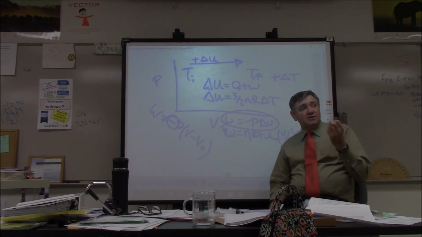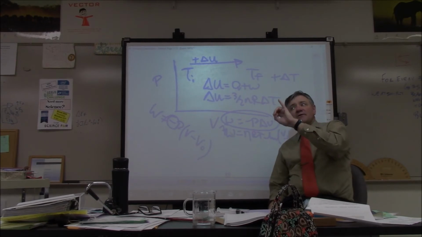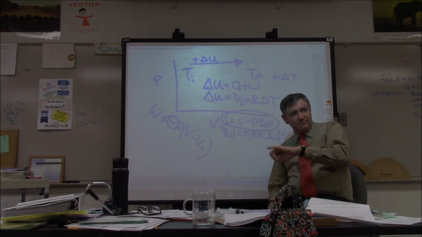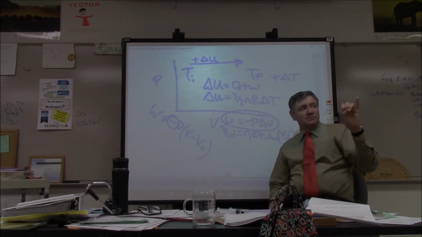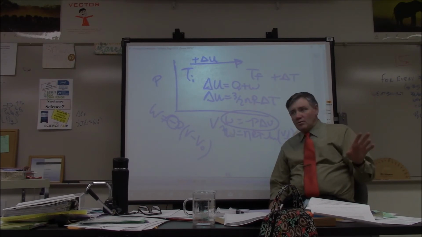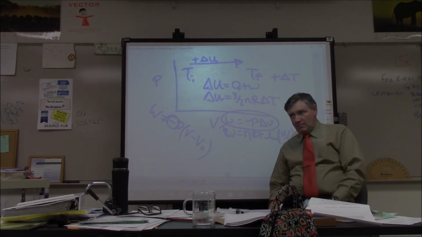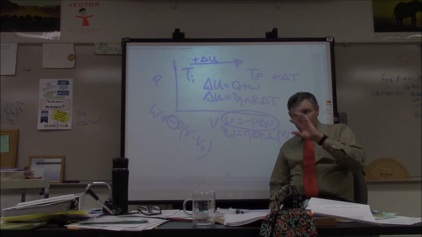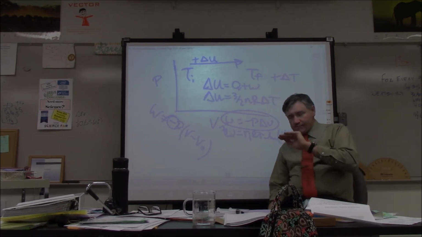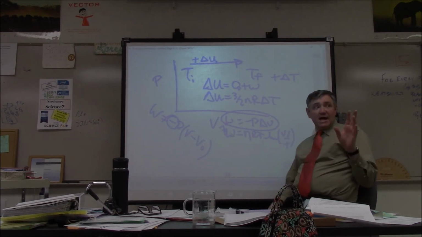So you have to know your prepositions. If work is done by the system, volume gets bigger, work is negative. If work is done on the system, volume gets smaller, work is a positive value. Okay? Home run deal. So that's one of the things that you have to know without fail, is the sign of that work, whether it's positive or negative. Now, here's what's going to happen on the test.